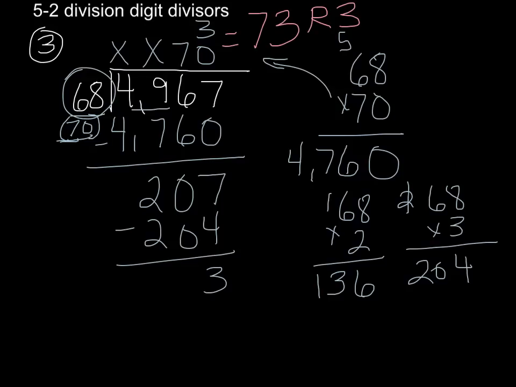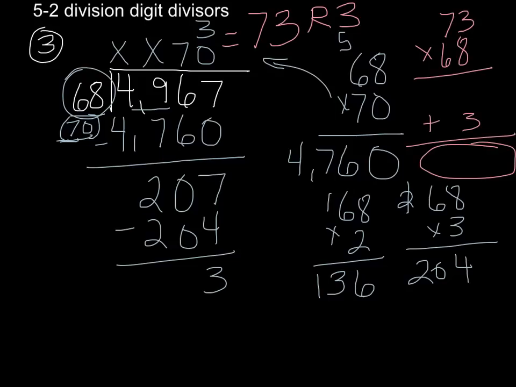I can multiply to check it. If you want to check, remember you multiply quotient times divisor, and then you add the remainder to that product, and what you should get is your original dividend. This should be 4,967. I'm going to leave that to you.